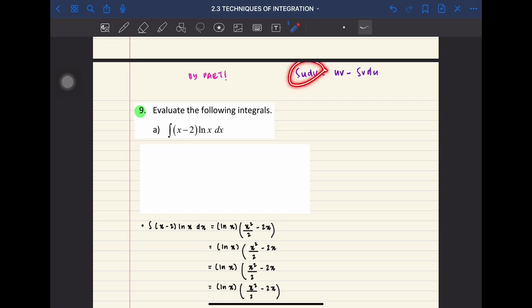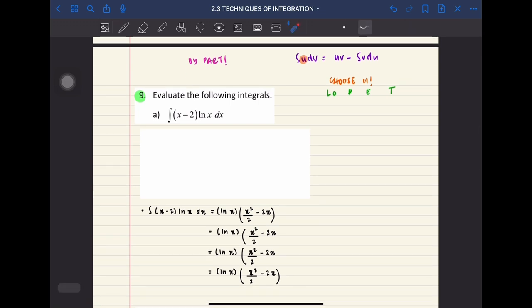So this is our question. From the question, we're going to identify or choose our u. How do we do that? We're going to use the LIATE rule. Let's go straight to the question. The first one, A, we have x minus 2 multiplied by ln x dx. We're going to choose our u now. See if we have an ln function. The answer is yes, we do have an ln function, so this is our u. The remaining part is our dv.